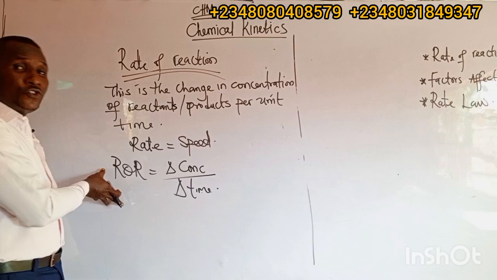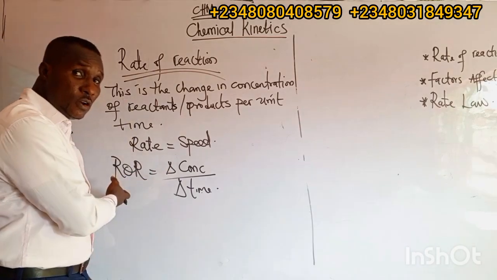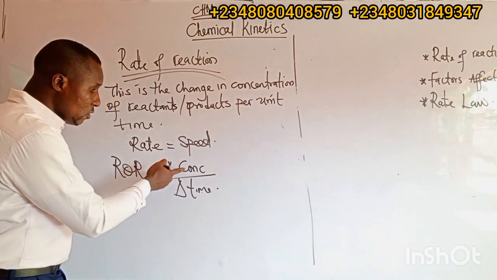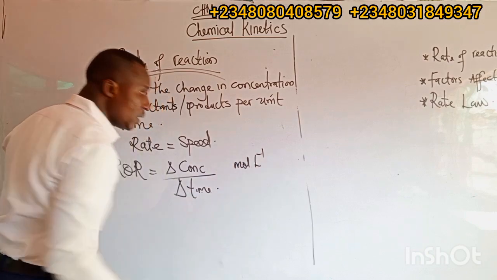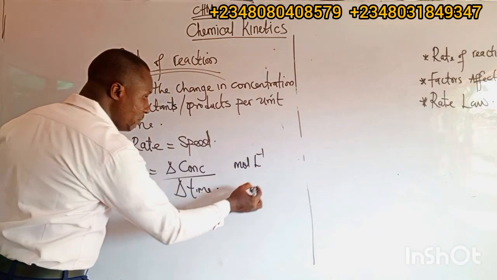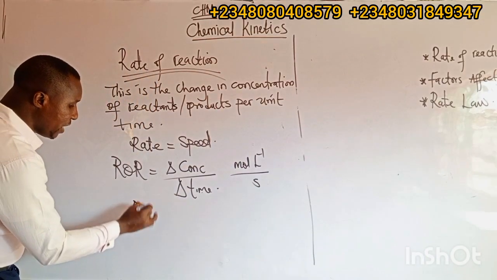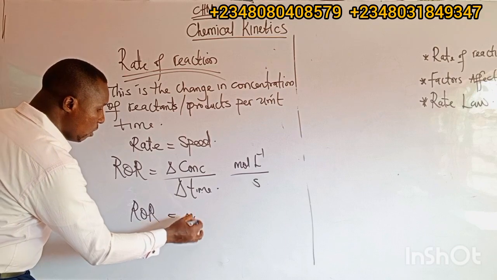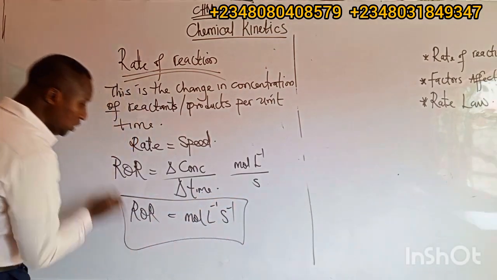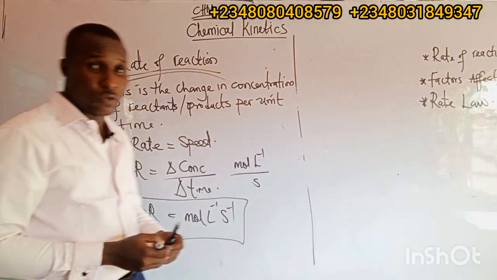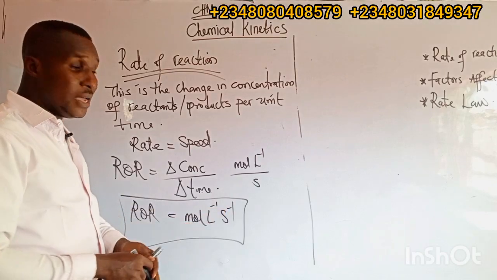From here, we can get the unit of rate of reaction. Don't forget, concentration is measured in mole per liter, while time is measured in seconds. Therefore, the unit of rate of reaction is given in mole per liter per second. Take note, this is the unit of rate of reaction: mole per liter per second.